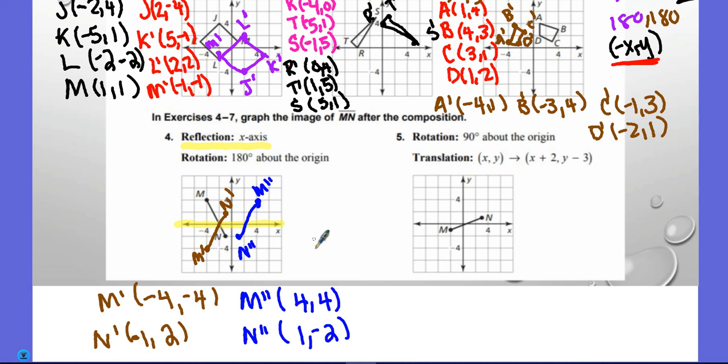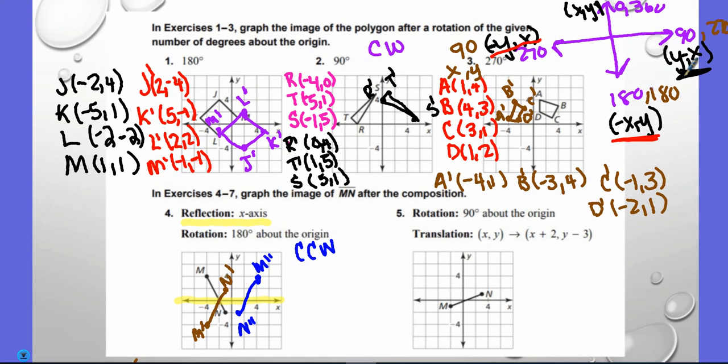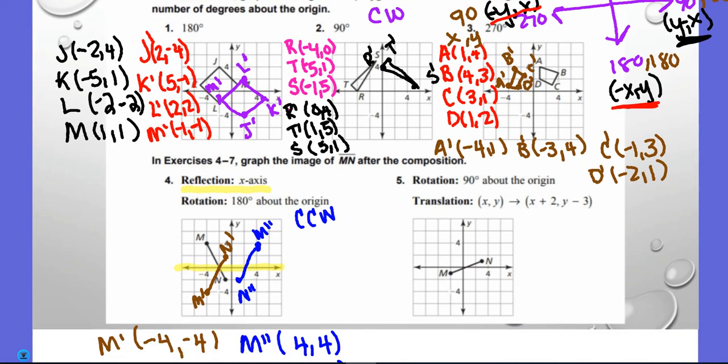And I decided to do the rotation since they didn't give us a direction. I'm choosing a direction, but on any standardized assessment, they would tell you which direction to go. I went counterclockwise. It's okay if you wanted to do it clockwise and then check yourself. Just make sure you followed the rules up here of what the rules are for when you rotate.